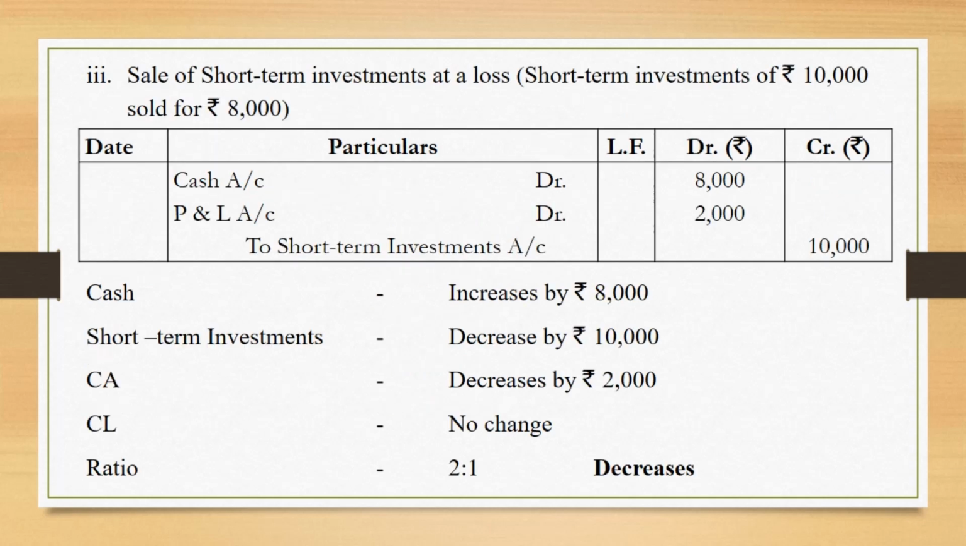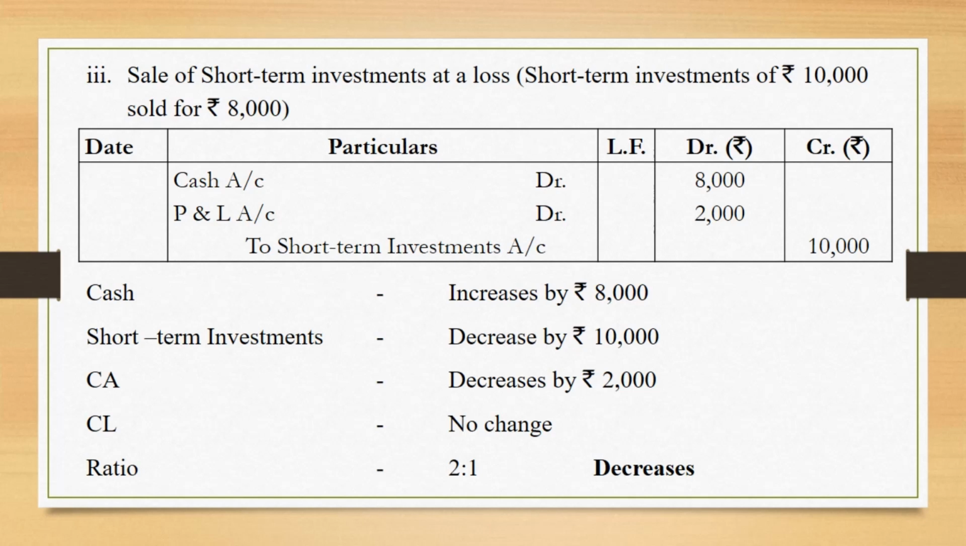Next. Sale of short-term investments at a loss. I have taken the values over here. Short-term investments of 10,000 has been sold for 8,000. The entry passed is cash account debited 8,000, profit and loss account debited for the loss rupees 2,000 and to short-term investments will be credited rupees 10,000. Now cash over here is a current asset that increases by 8,000. Short-term investment is also a current asset and that decreases by rupees 10,000.